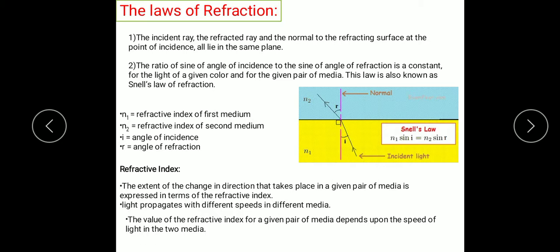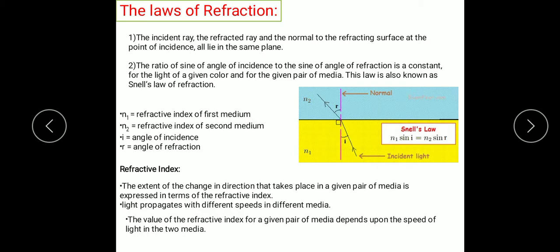This is also an important term. The extent of the change in direction that takes place in a given pair of media is expressed in terms of the refractive index. Now we can write the formula for the refractive index also. The refractive index of the second medium with respect to the first medium can be written as n21 is equal to n2 divided by n1, that is equal to sine i divided by sine r. The second law of refraction is also known as Snell's law of refraction.